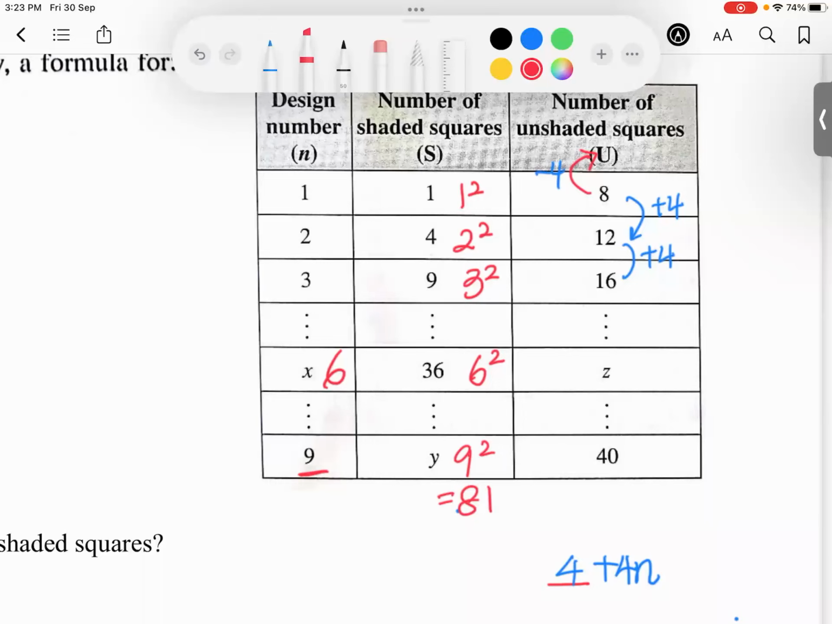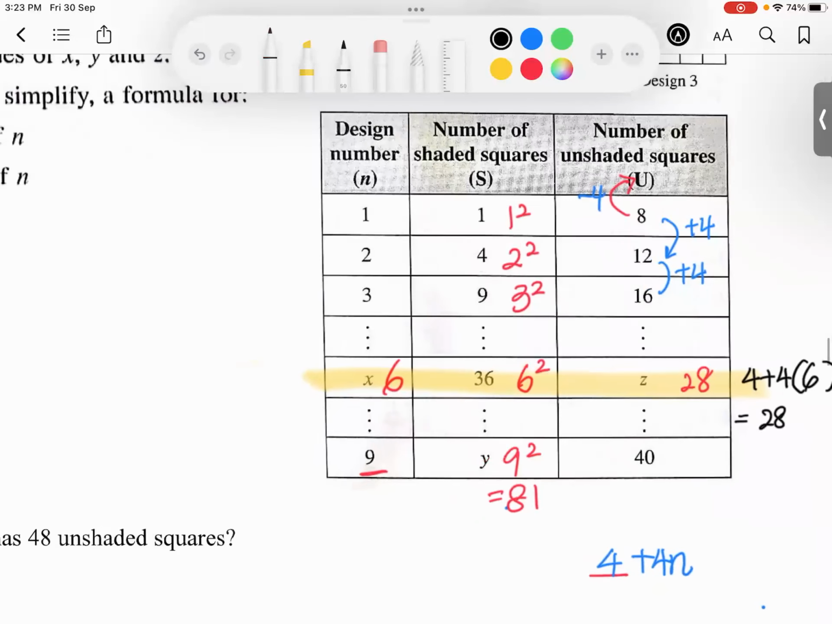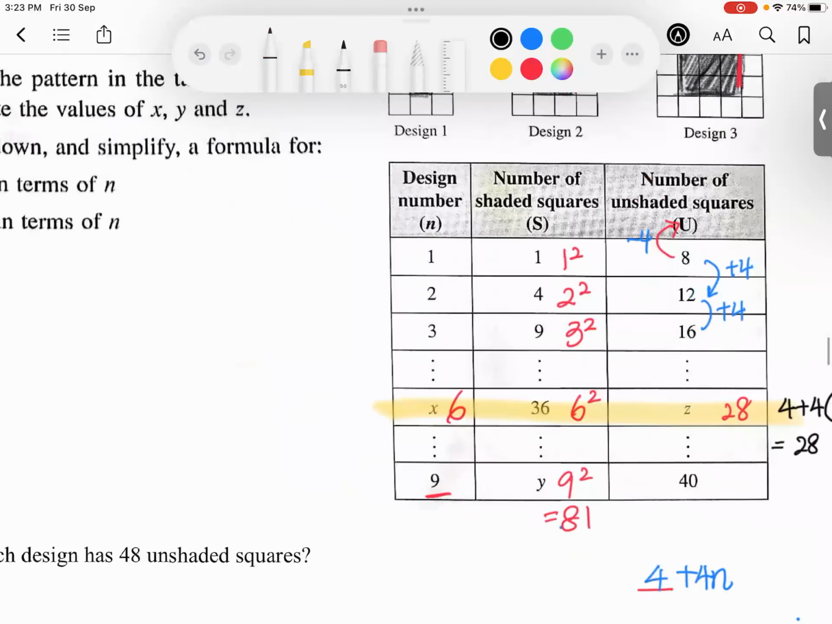But this row over here is the 6th row. So in this case the formula will be 4 plus 4n, where n is 6, since this is row 6. Then 4 plus 4 times 6 gives me the number 28. So z is equal to 28. With that, I found the values for x, y, z. X is equal to 6.